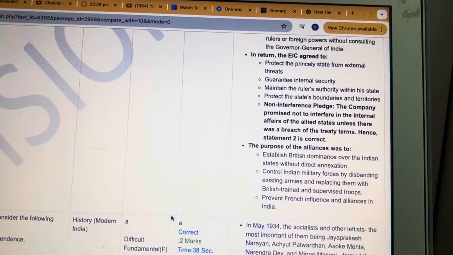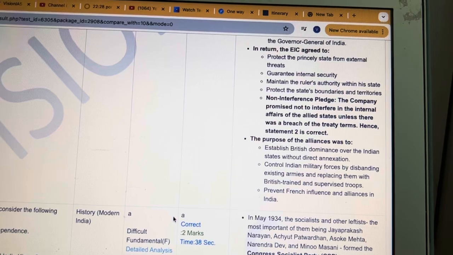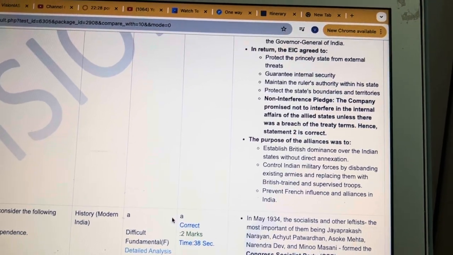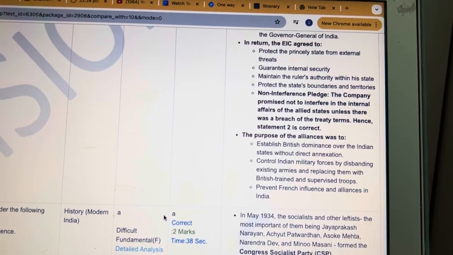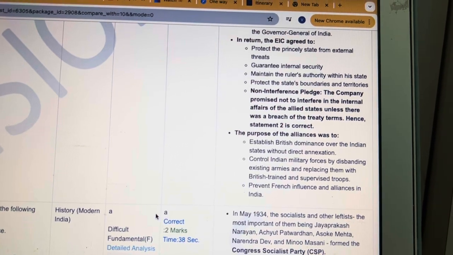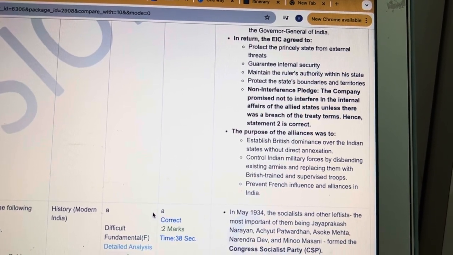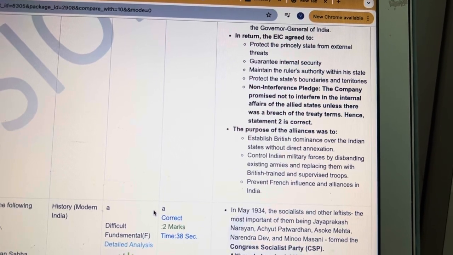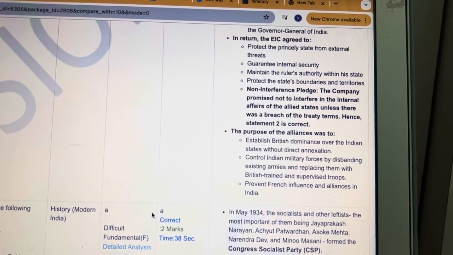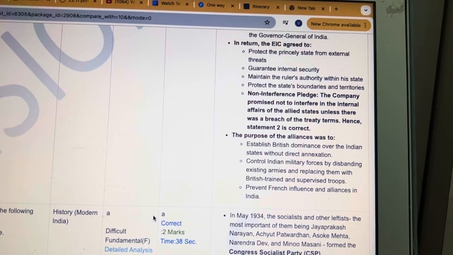The purpose of the alliance was to establish British dominance over the Indian states without direct annexation, control Indian military forces by disbanding existing armies and replacing them with British trained and supervised troops, and prevent French influence and alliances in India.